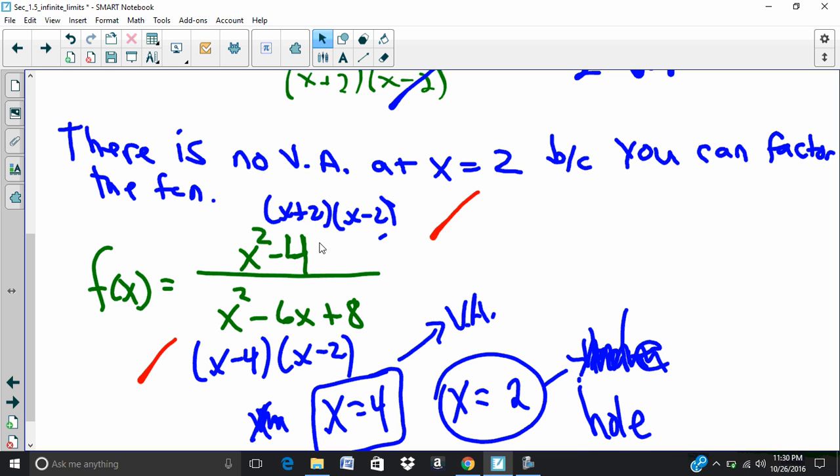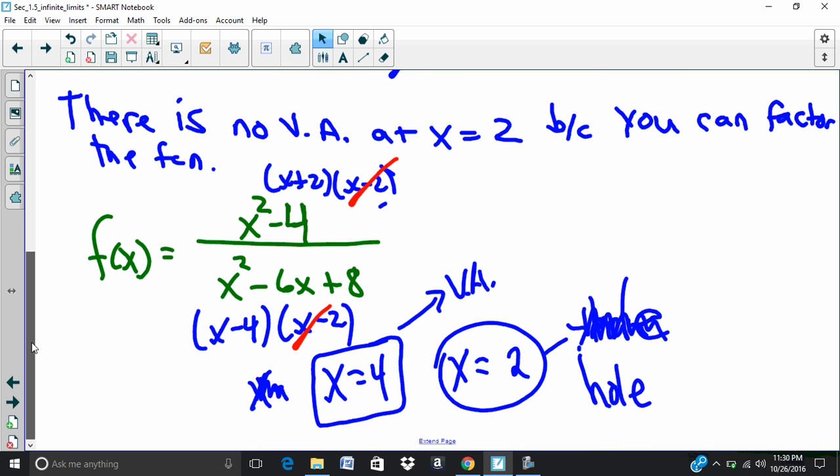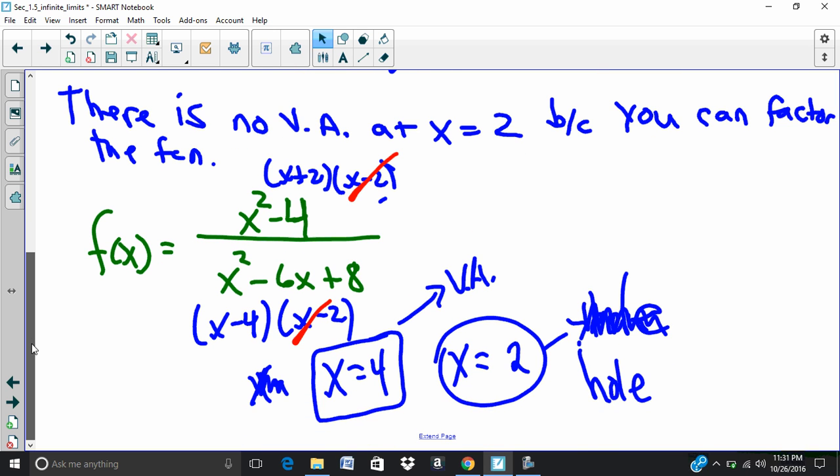Well, the good news is this. I can also factor my numerator, x plus 2, x minus 2. Common factor here and here. And so those factors will cancel out. That means I had a hole at 2. I still have a vertical asymptote at x equals 4. That might cause some confusion. I'm sorry if it does, but if you can factor and cancel, that was a hole. Whatever's left, if you can't cancel out with anything else, that's an asymptote.